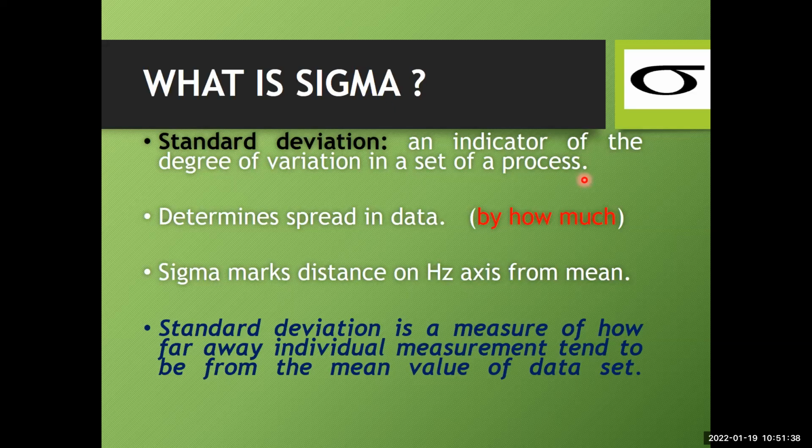So it determines the spread in the data set. Then can I decide what exactly is happening. Sigma marks the horizontal distance on the horizontal axis from the mean value. So standard deviation is a measure of how far an individual measurement, a particular shaft diameter for example, tends to be from the mean value of the data set. The mean value is an indicator of your mean, and the spread tells how much you are deviating from the mean. That really tells us about your process.